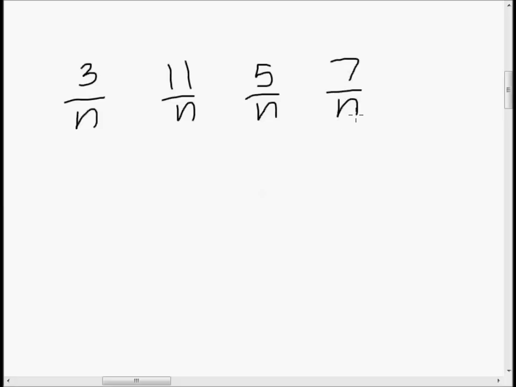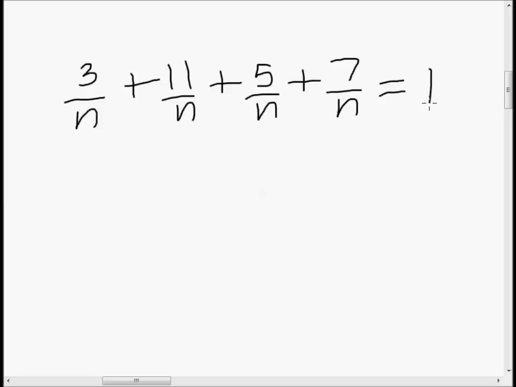So there are 4 different outcomes. So the first one is 3 over n, the second one is 11 over n, the third one is 5 over n, and the fourth one is 7 over n. And again, if this is probabilities and there's only 4 outcomes, then that means all of these, when you add them up, have to equal 1. And you know, all of a sudden, this seems like a much, much easier problem.